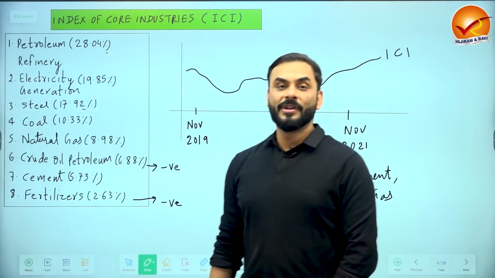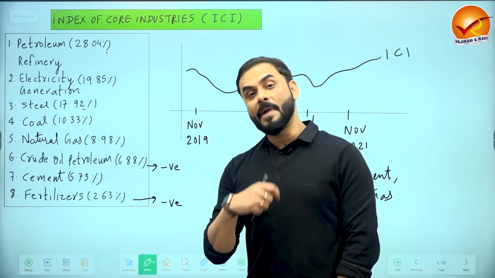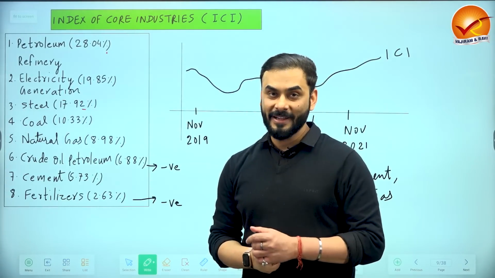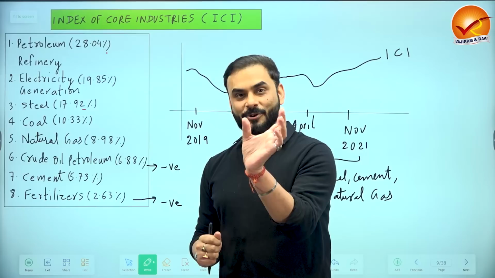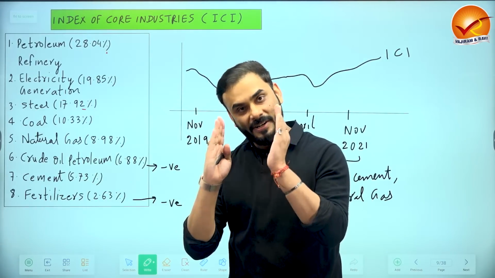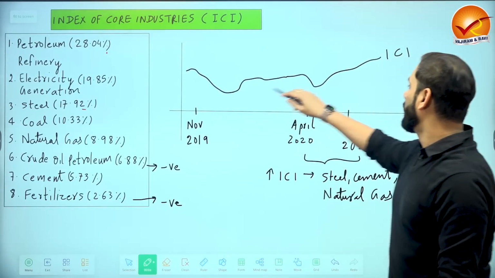UPSC might ask you that in our 8 core sectors, which sector has been given the maximum importance or weight? So the answer is petroleum, right? So if you look at the index of core industries, which means the performance of these 8 sectors only, it is called index of core industries. This is how it has performed.